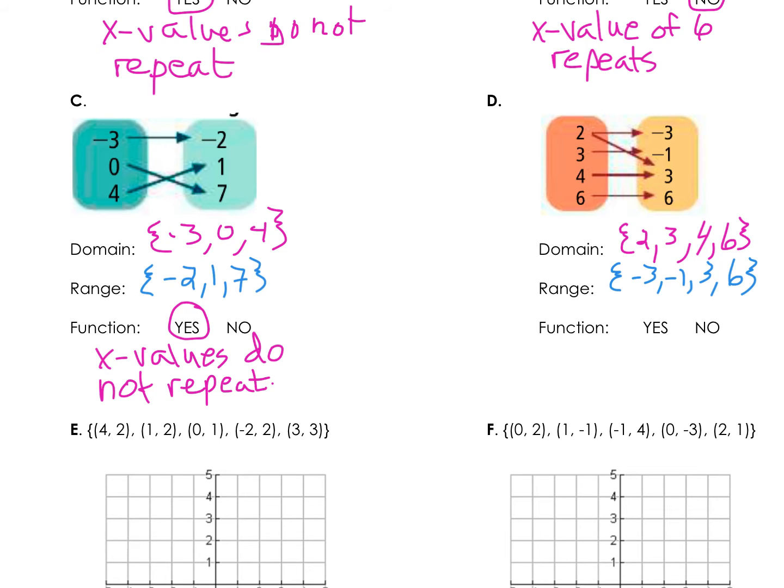Then you're going to determine if it's a function by looking at the arrows. See how the arrow's right there? There's more than one arrow leaving that 2. That implies that the 2 repeats. Since the 2 repeats, no, this is not a function because the x value of 2 repeats.